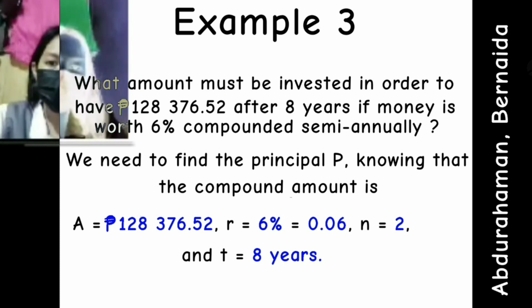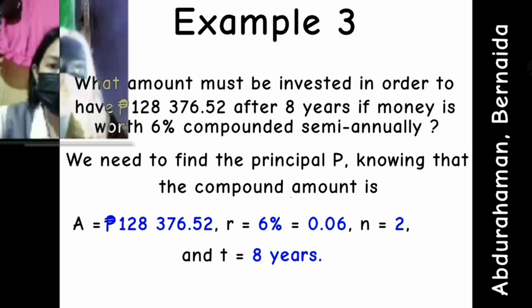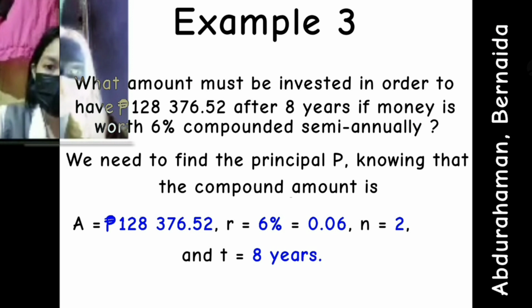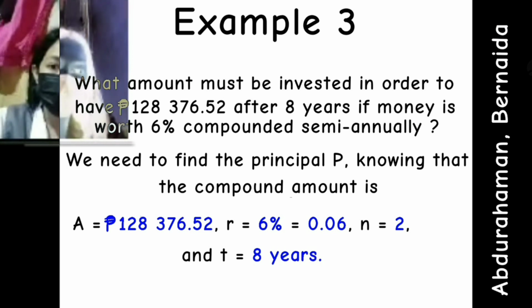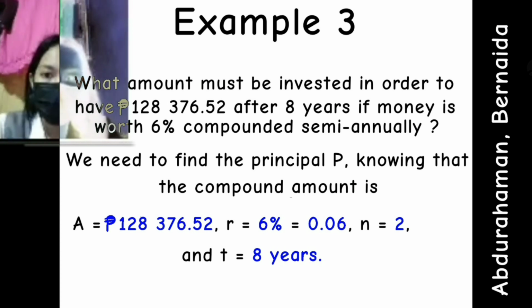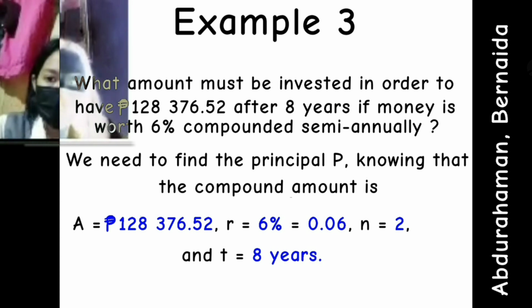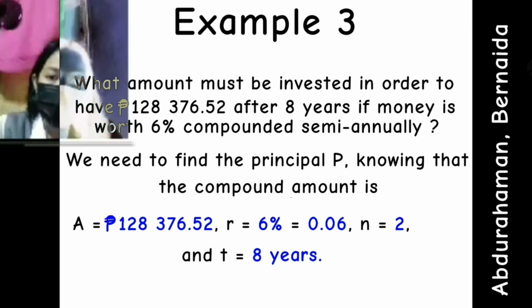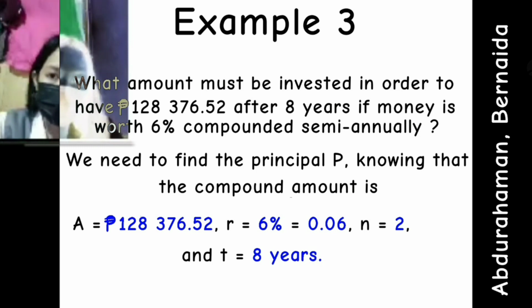Example number 2. What amount must be invested in order to have 128,376.52 after 8 years, if the money is worth 6% compounded semi-annually? Given the compound amount A equals 128,376.52, rate is 6% or 0.06, n is equal to 2, and t is equal to 8 years.